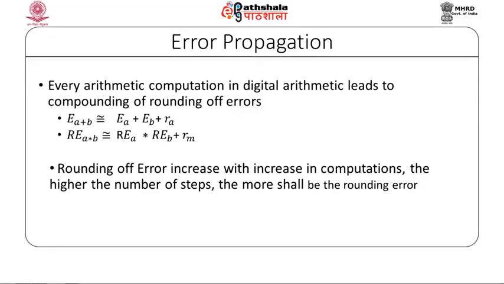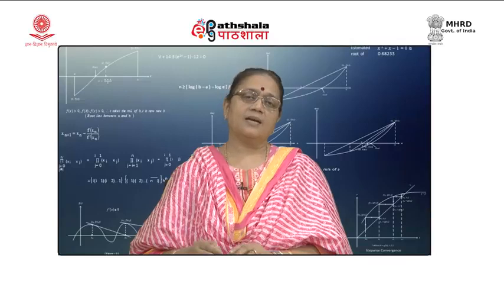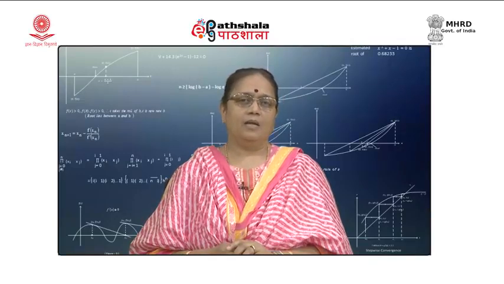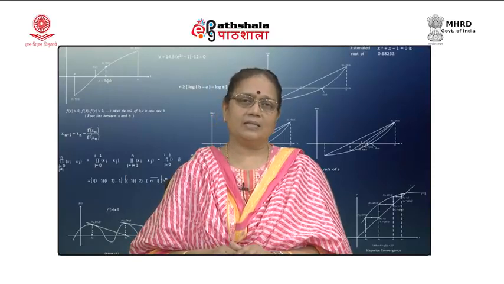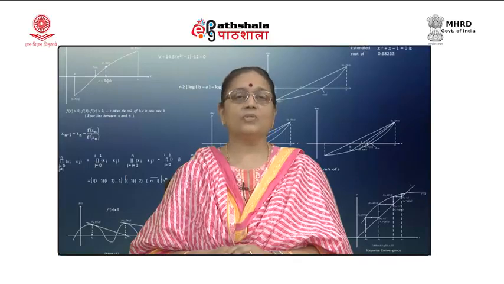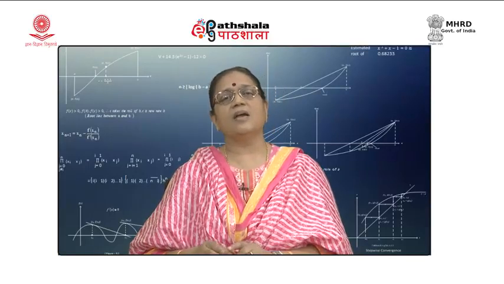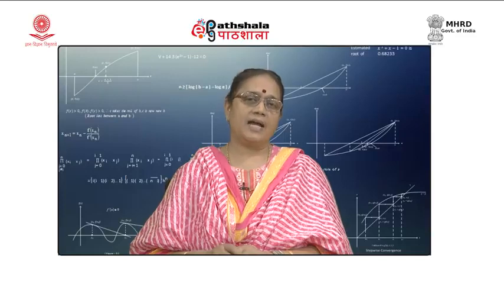So, rounding error increases with the increase in computations, and the higher the number of steps, the more the rounding error. Here there is a contradiction now. Rounding error will increase with the increase in number of steps. So, if you increase the number of operations, more computations, rounding error will increase, truncation error will decrease. If you reduce the number of steps, rounding error will be less, but the truncation error will increase. So, depending upon the problem, one has to strike a balance between truncation error and rounding error, because they move in different directions.